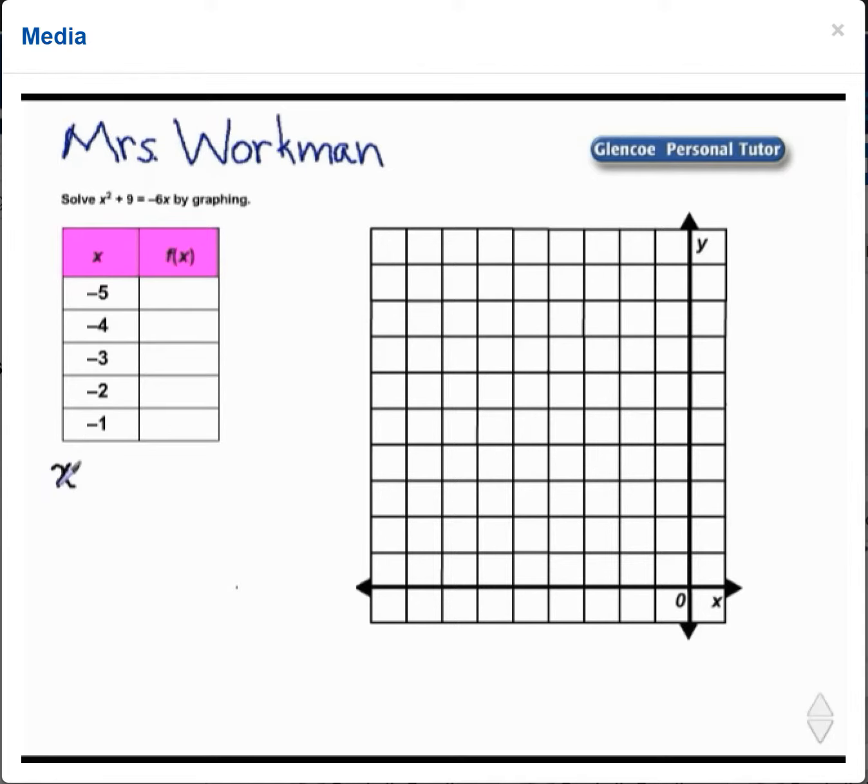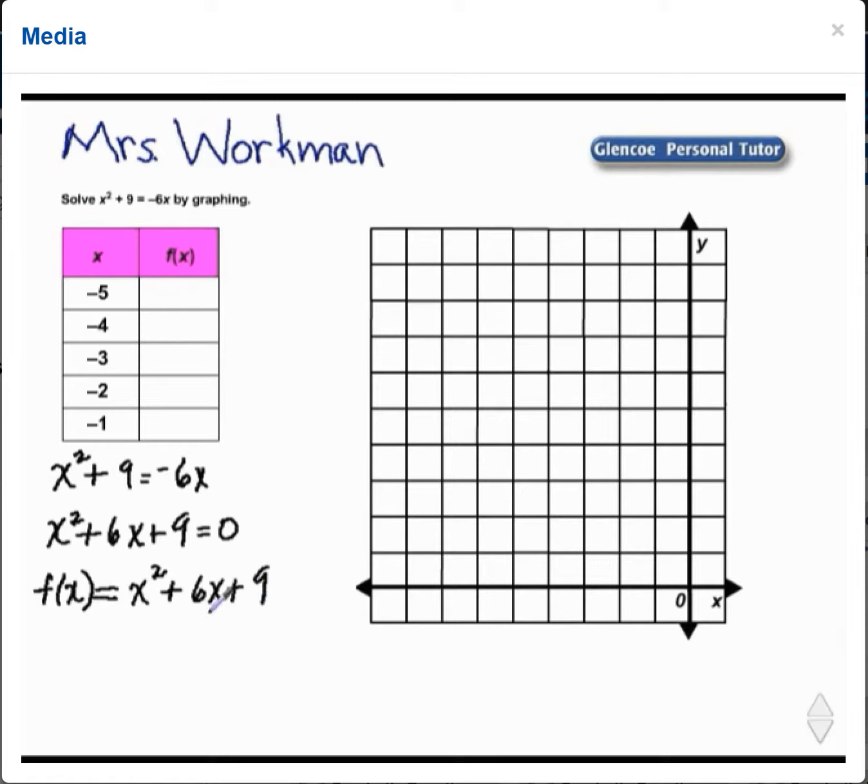So our equation is x squared plus 9 equals negative 6x. And the first thing we want to do is add 6x to both sides, so we have all the terms set equal to 0. This enables me now to rewrite it as its related quadratic function. And it looks like this. F of x is equal to x squared plus 6x plus 9.